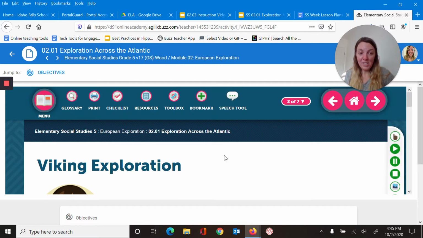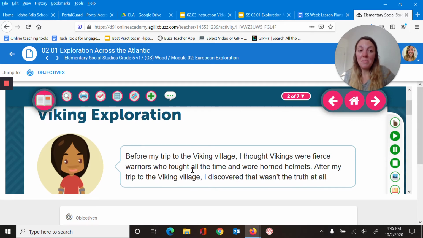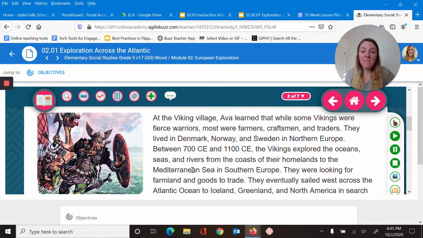Viking exploration. So we know that Christopher Columbus came over to America in 1492. But he is not one of the first ones. Some people say he was, and maybe you've heard that he was, but the Vikings came before Christopher Columbus came to America, and they bumped into America by accident.